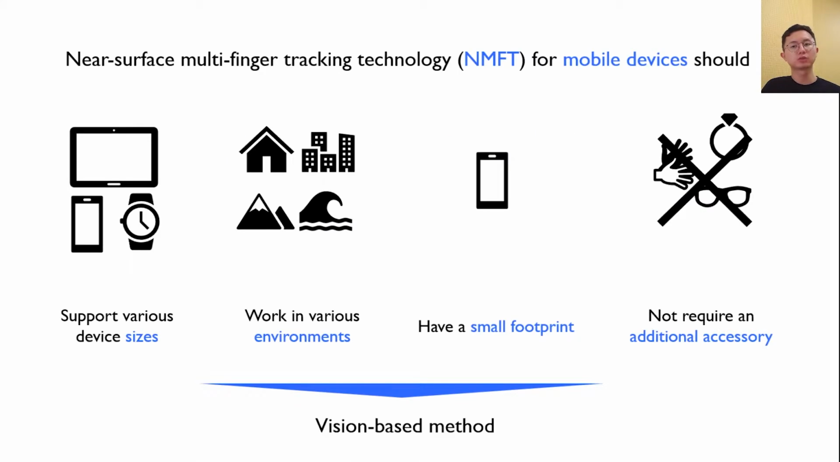We had these four criteria for near-field multi-finger tracking technology for mobile devices. First, it should support various sizes. Second, it should work in various environments. Third, it should have a minimal physical footprint to fit into a smart device. Lastly, it should not require any additional accessory for a user to wear. We thought the vision-based method could satisfy these criteria because current camera modules are very small.